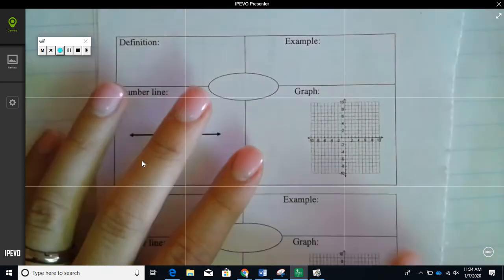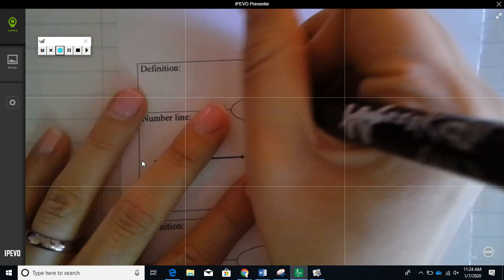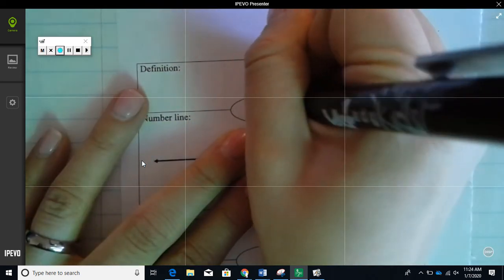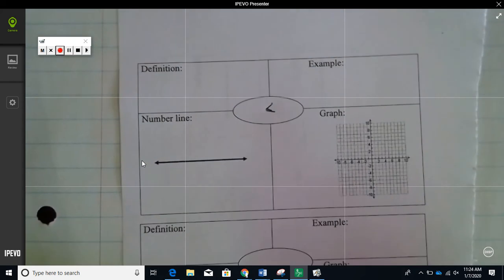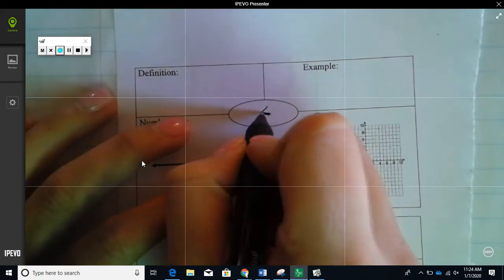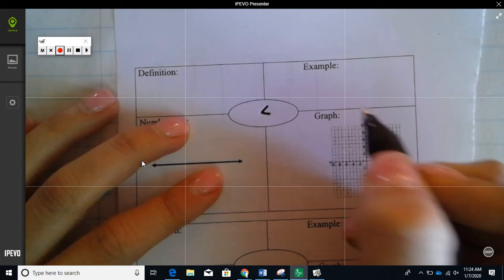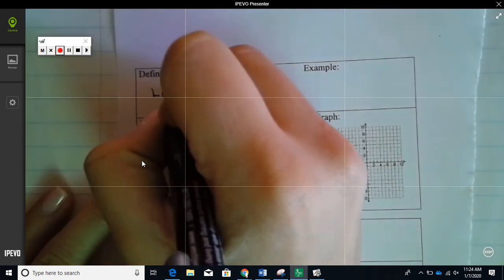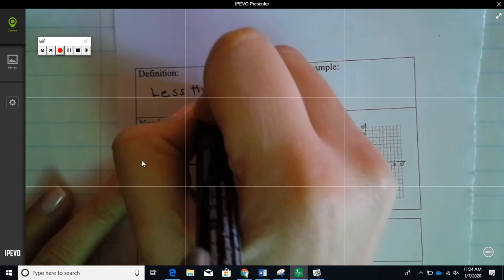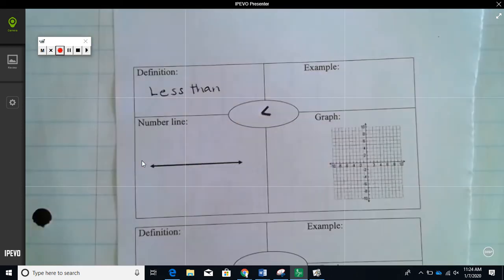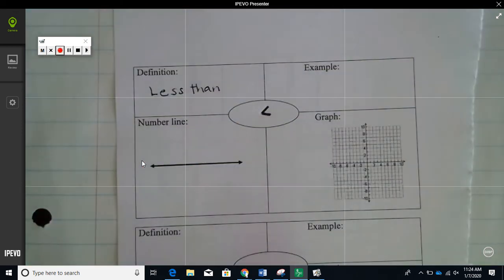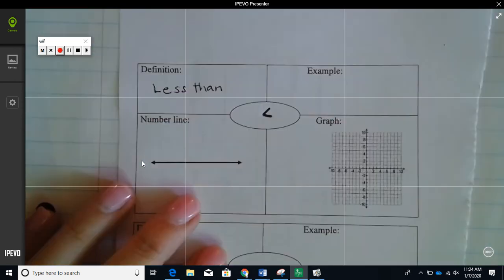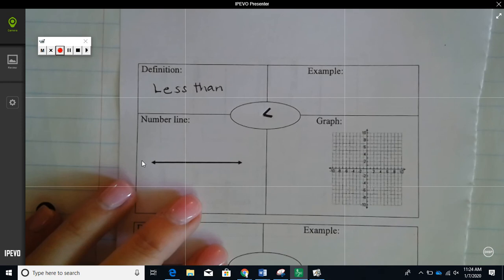And it's a lot funnier than I thought, but okay. Alright, so this one's the less than. Oh, I don't really like how that came out.